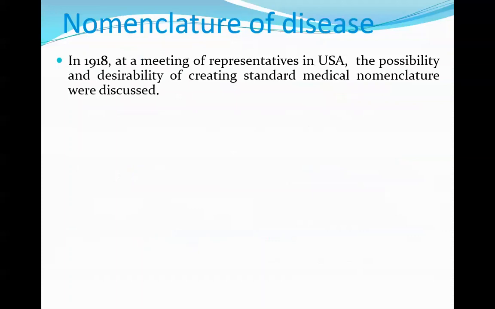Nomenclature of the disease. Only a few things regarding this. In 1918, the representative of USA raised the possibility and desirability of creating a standard medical nomenclature. For example, if I'm sitting here in Saudi Arabia, the other person is in Japan, the third person is in Germany, the fourth person is in America. At least we should know a common name of that disease. So what they did in 1918, they made a full book, and they classified the diseases in that book, and they circulated that book throughout the world.